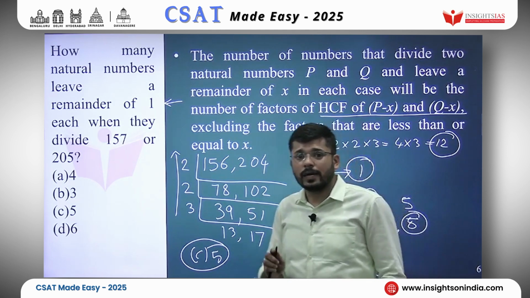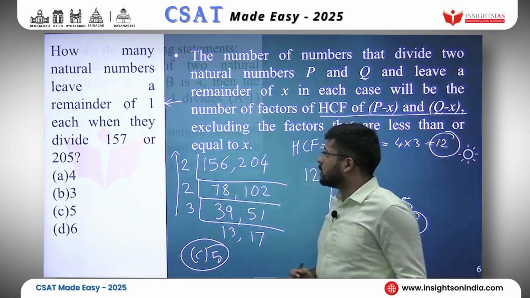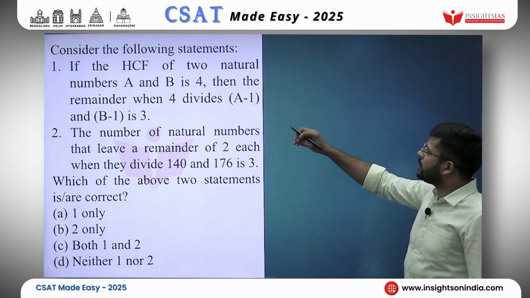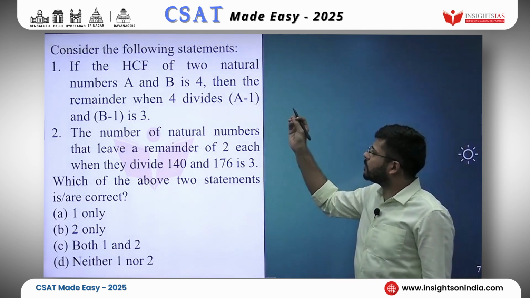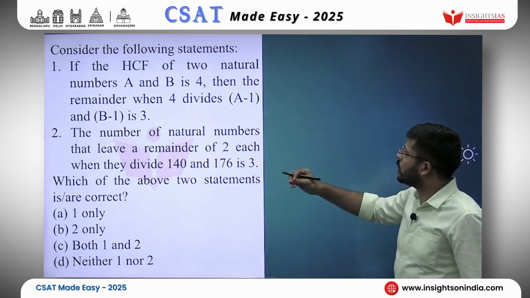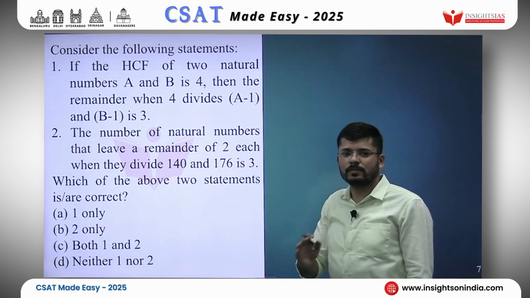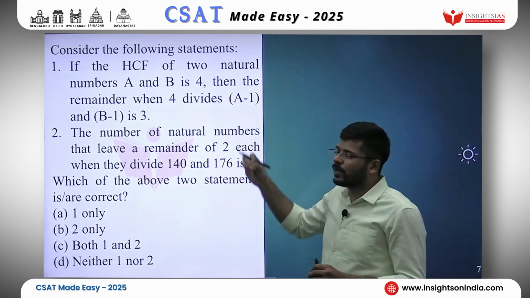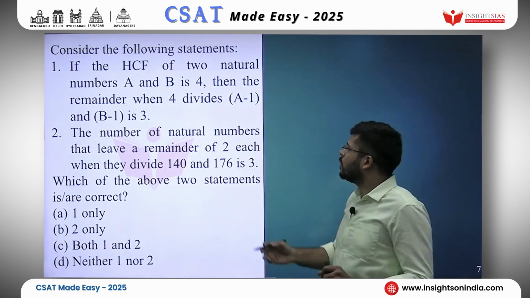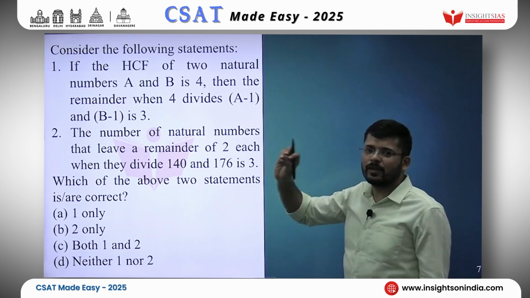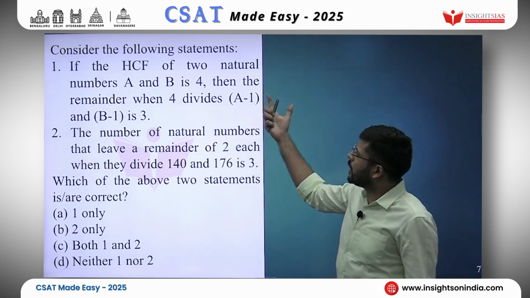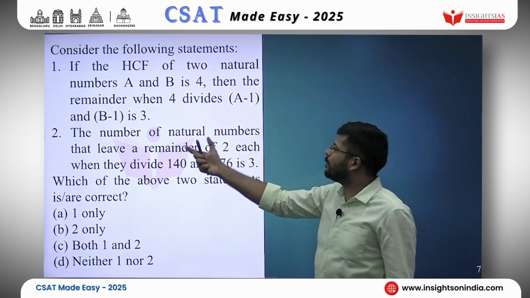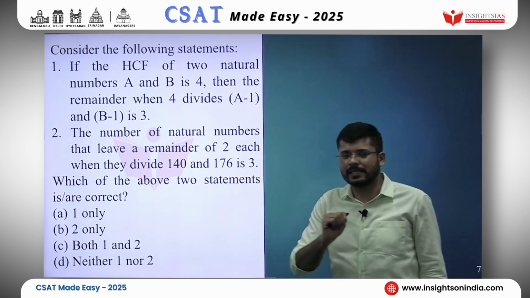Okay, now let's go to the next question. Consider the following statements. If the HCF of two natural numbers a and b is 4, then the remainder when 4 divides a minus 1 and b minus 1 is 3. This looks to be a new concept, right? However, we can verify it easily. We shall understand the statement first.